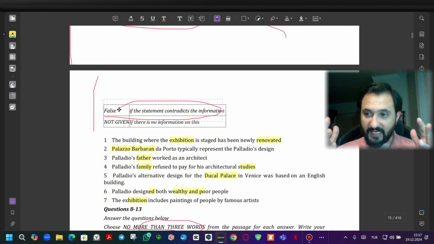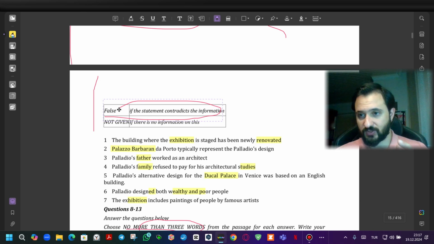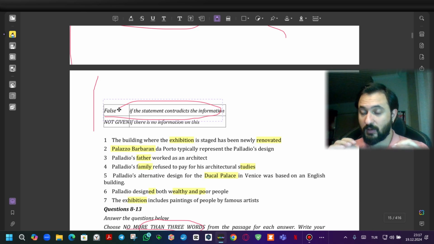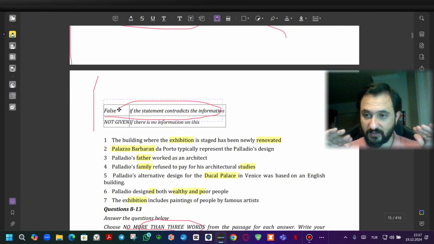It should be exactly the opposite of the sentence in the questions. If it is not given, in this case, it is so easy that I will show you. But if it is not given, you cannot find any kind of clue in the essay, in the article. Totally zero.